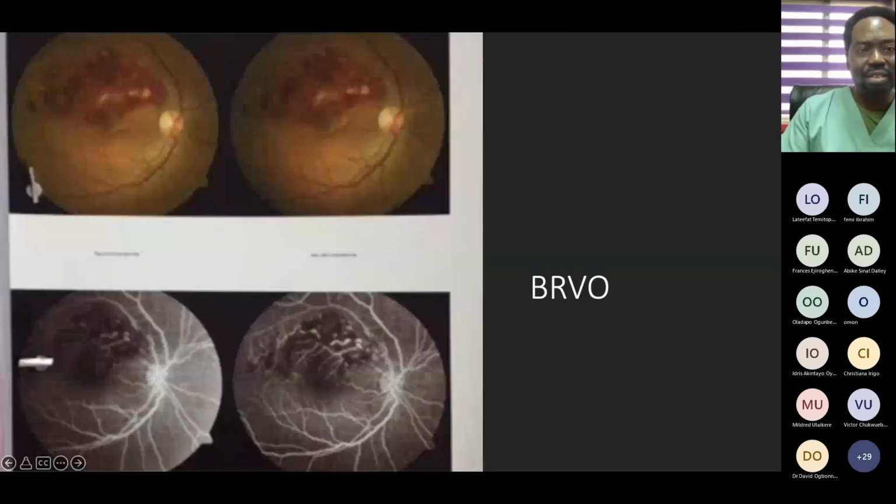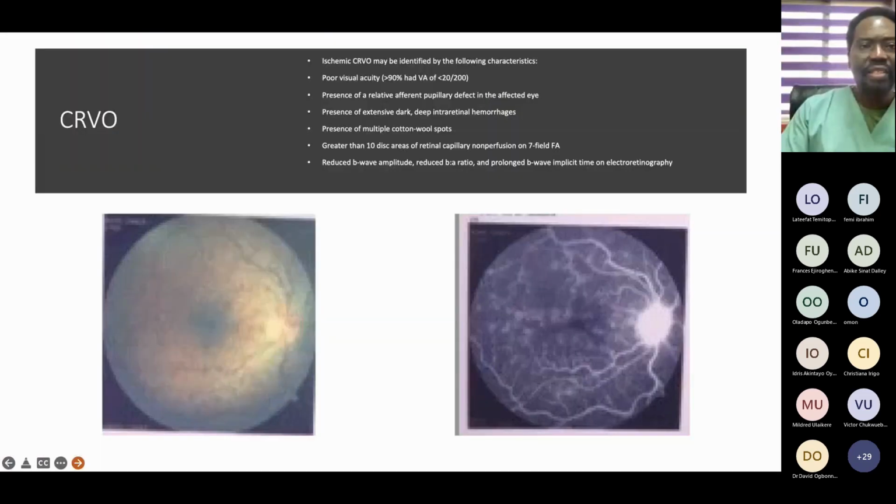Now this is another one. You see the hemorrhages causing hypofluorescence appearance. Central retinal vein occlusion. One thing, like branch retinal vein occlusion, that is important is to be able to distinguish between ischemic and non-ischemic, because the protocols for each one of them differ.